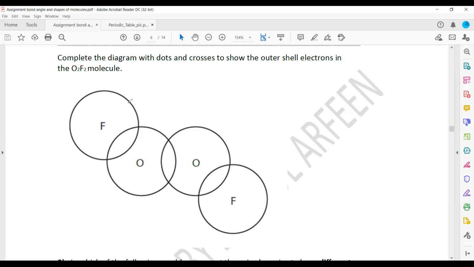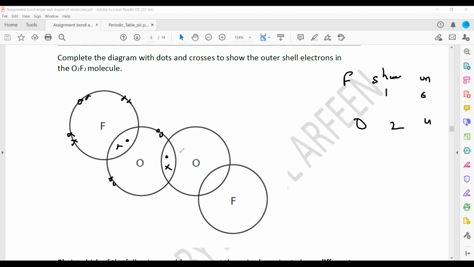When they say dot and cross, it can be alternate. For example, fluorine belongs to group 7, so it will share 1 and unshared will be 6. And oxygen belongs to group 6, so it will share 2 and unshared will be 4. So 1, 2, 3, 4, 5, 6 and 7. And then this is oxygen, so 1, 2, 3, 4. And one is shared here, one on the other side.